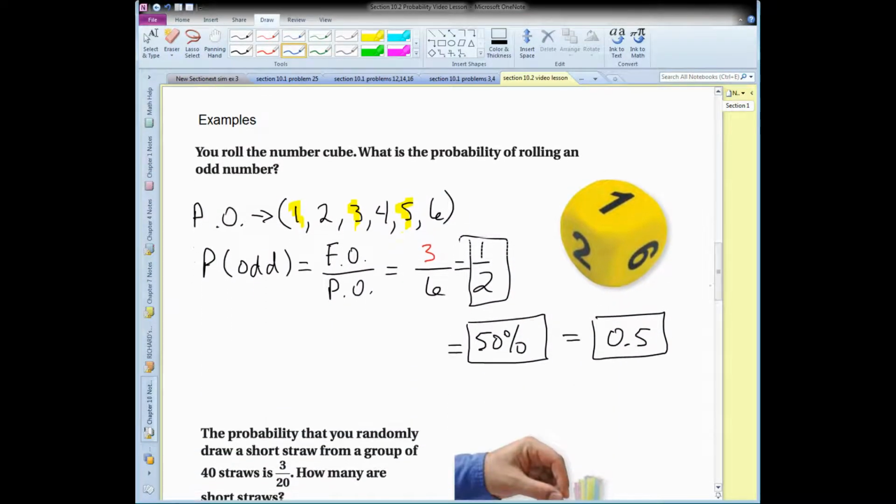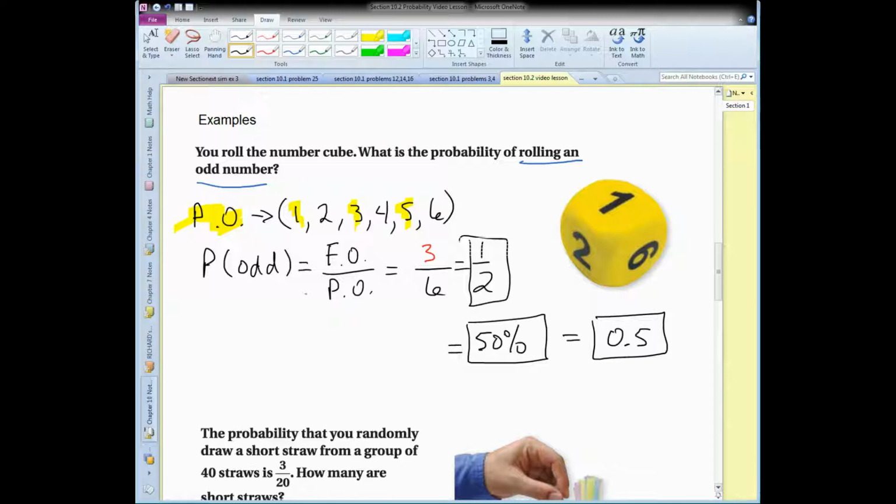So you roll a number cube, which is also called a 6-sided dice. What is the probability of rolling an odd number? Okay? So what I wrote down here are the possible outcomes, or the PO. I wrote them all out. Do you have to write them all out? No, but I found that that was pretty helpful for me.